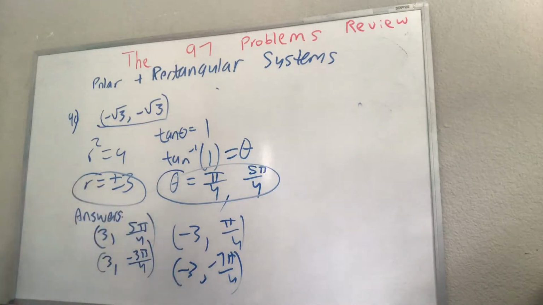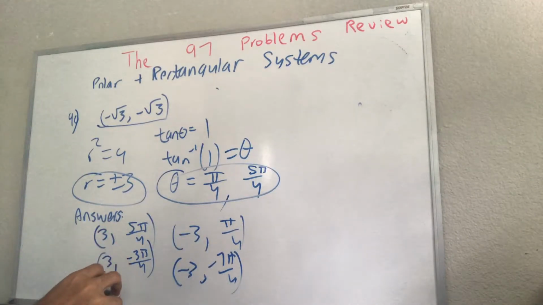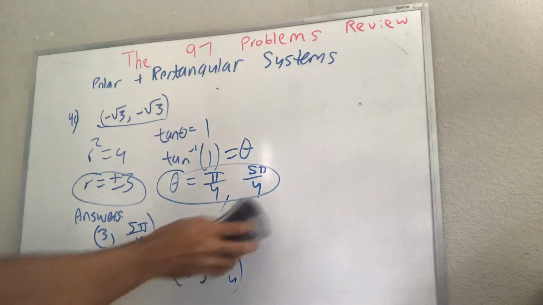And so that's really it. That's what we're talking about here. Those are the 4 answers to question number 90. So now I'll just go over 91.